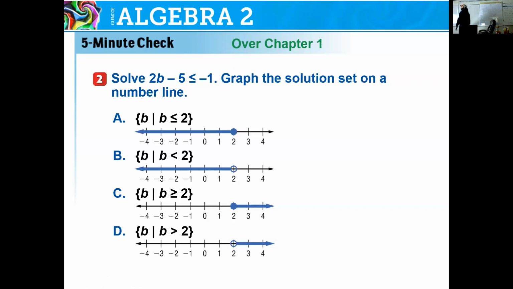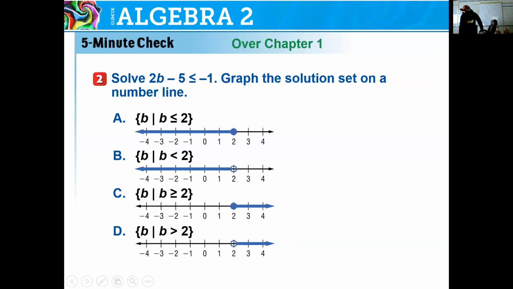Inequality, and graph it on the number line. So we're going to solve 2b minus 5, which is less than or equal to negative 1. Then we are going to graph it. So 2b minus 5 is less than or equal to negative 1.